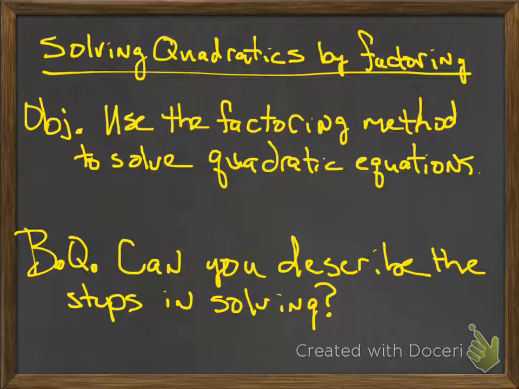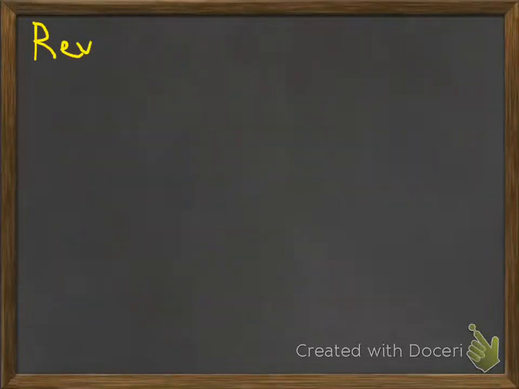Our idea here is that we want to use the factoring method to solve quadratic equations. And your big question for this one is, can you describe the steps in solving? Because the better you can describe this, the better you'll understand it. Okay? So let's look at a review on this real quick. I'm going to put up a problem and remind you of something.